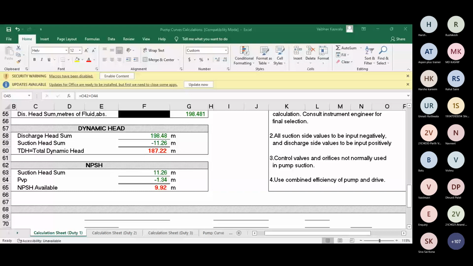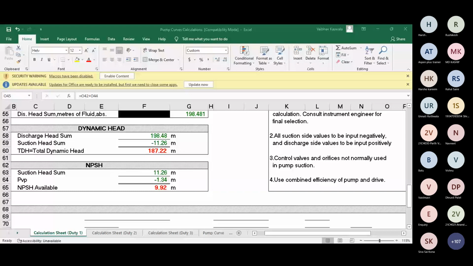Is it clear? Yes, yes, sir. Is it clear, sir? And for information, canned pumps are centrifugal pumps. They are not PD pumps. Okay, sir.